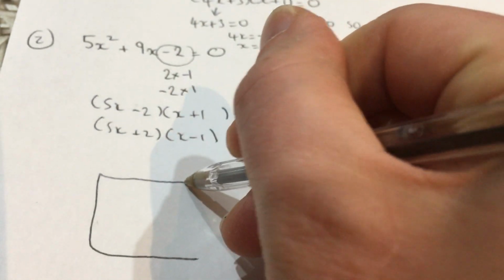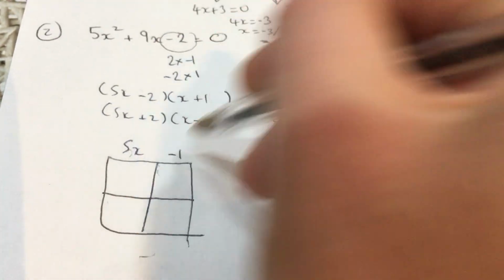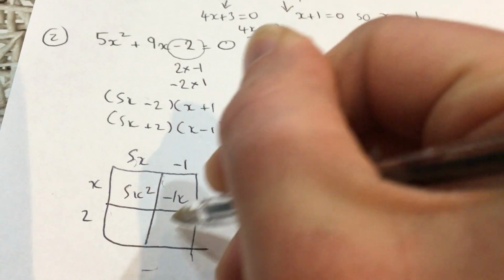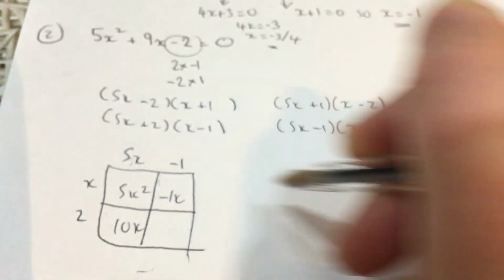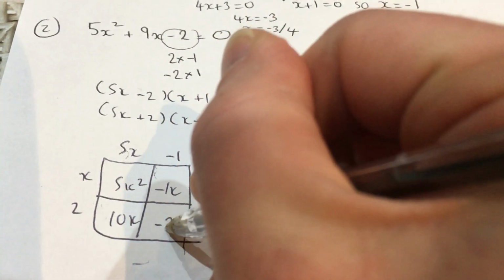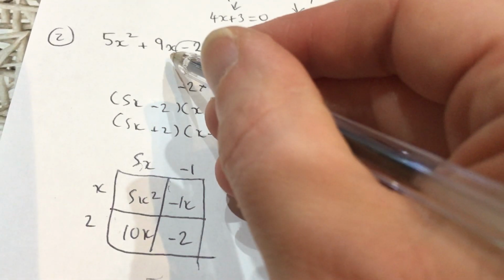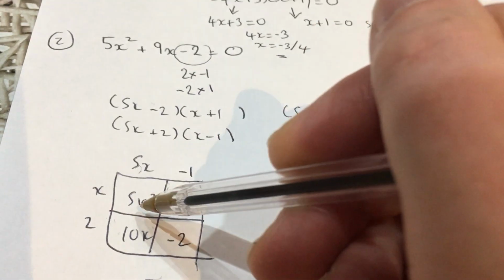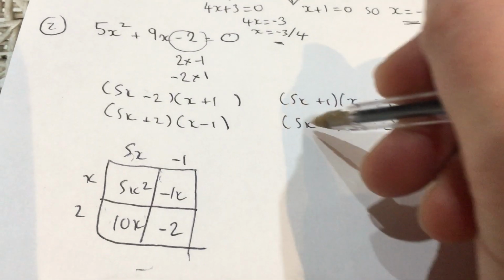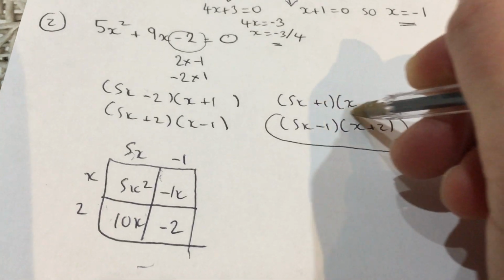And to show you why, if I draw a grid, 5x minus 1, an x and a 2, then I get 5x squared, I get a minus 1x, 2 times 5 is 10x, and 2 times minus 1 is minus 2. And 10x, take away 1x, is indeed 9x. There's a minus 2, and there's a 5x squared. So this was the factorised form.